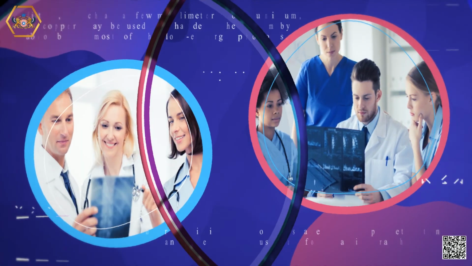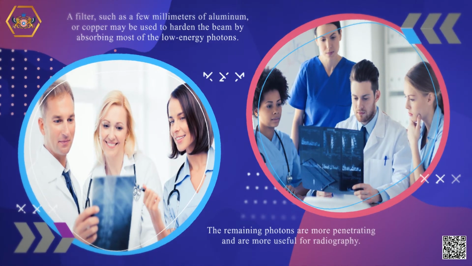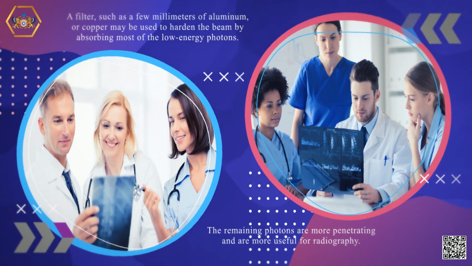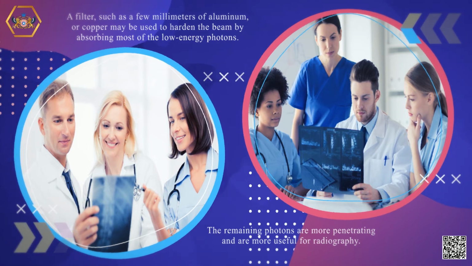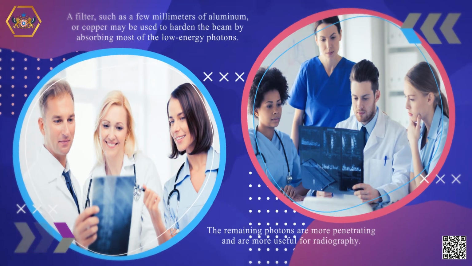A filter, such as a few millimeters of aluminum or copper, may be used to harden the beam by absorbing most of the low-energy photons. The remaining photons are more penetrating and are more useful for radiography.